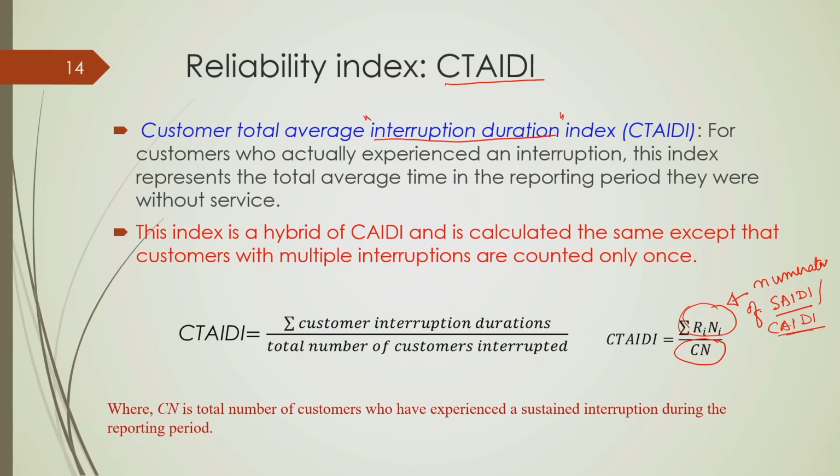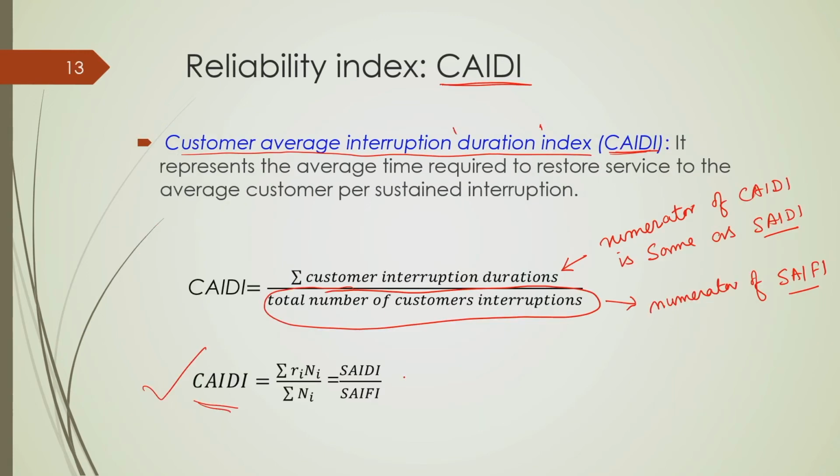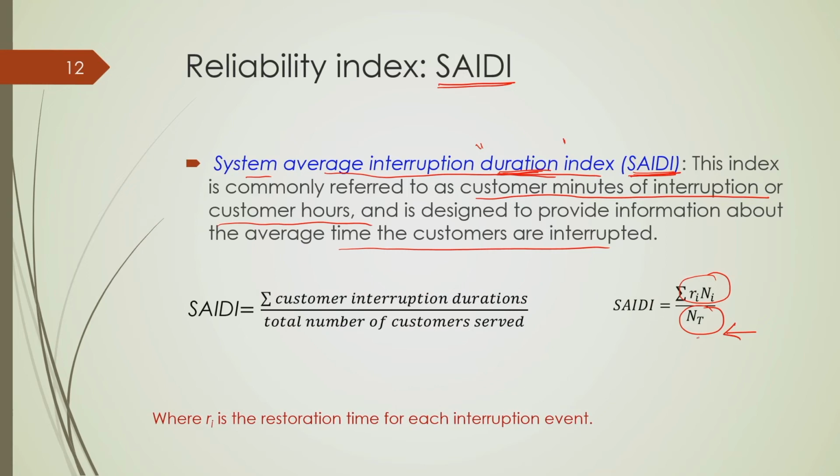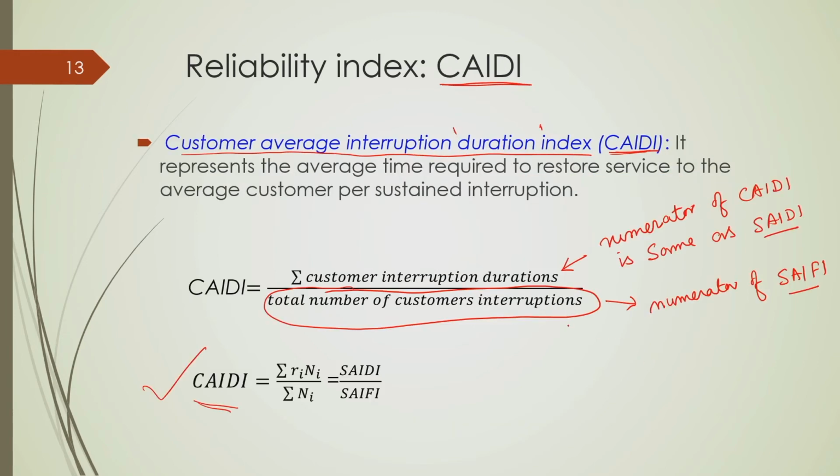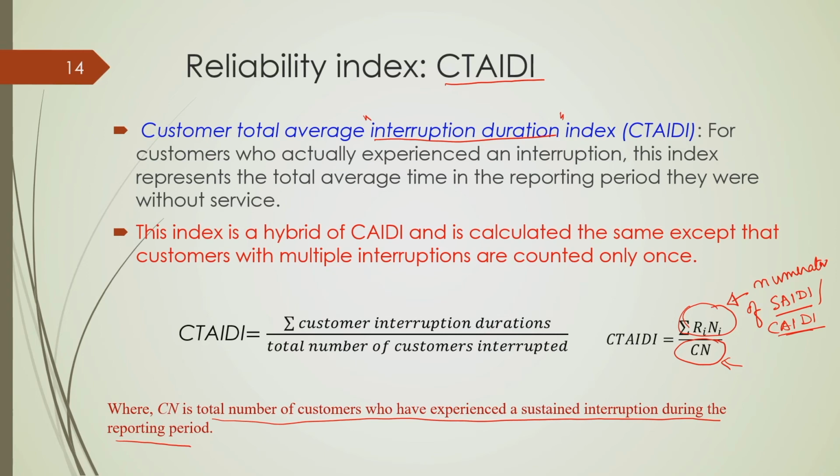Okay. And the denominator is something different. This denominator is the total number of customers who have experienced a sustained interruption during the reported period. Now, in previous indices, we got this denominator mostly as the total number of customers served or the total number of customer interruptions. Now, there are some customers who will experience multiple interruptions, so we cannot identify the agony of those customers with these indices.